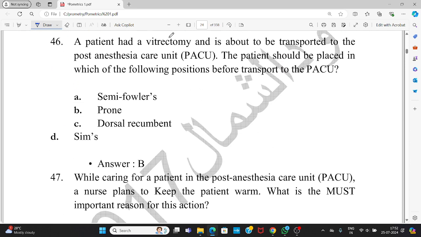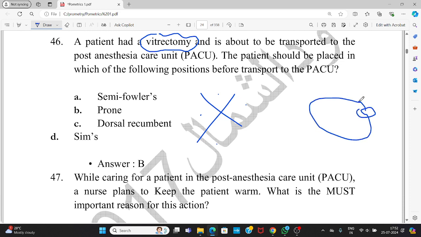A patient has a vitrectomy and is about to be transported to the post anesthetic care unit. This is also a very commonly asked, very important question. Vitrectomy is removal of the vitreous humor. Where is the vitreous humor, by the way? It is inside the eyes. Inside the eyes you have vitreous humor and aqueous humor, which are the fluids surrounding the lens.